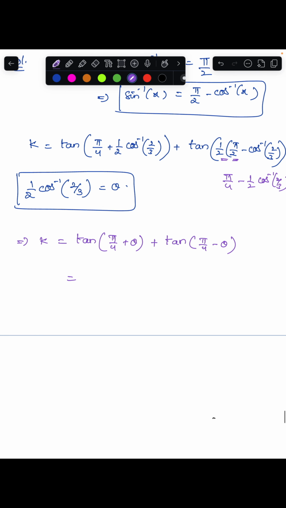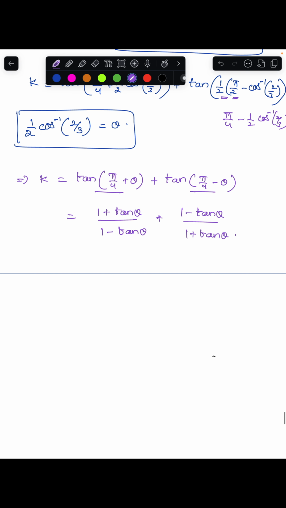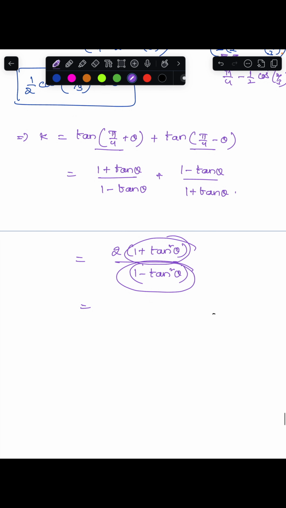So we already know the formula for these two. So just expand it: 1 plus tan theta by 1 minus tan theta plus 1 minus tan theta by 1 plus tan theta. So take the cross multiplication, we'll get 2 times of 1 plus tan square theta by 1 minus tan square theta. Now, seeing this 1 minus tan square theta by 1 plus tan square theta means cos 2 theta. So I can write 2 by cos 2 theta, right?